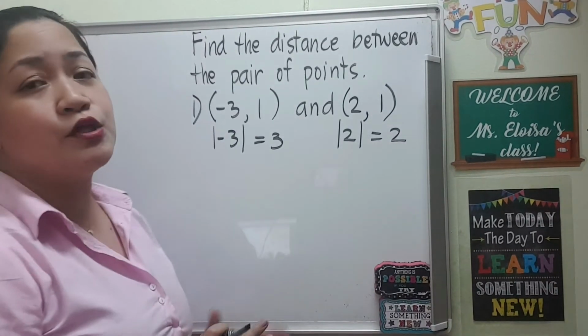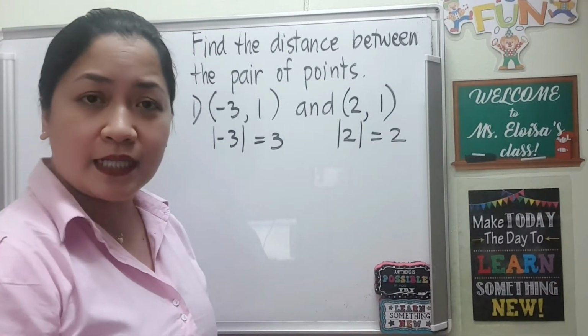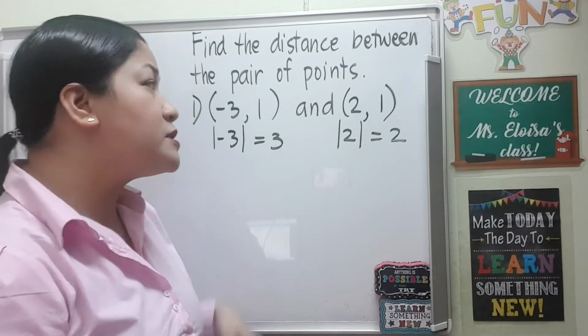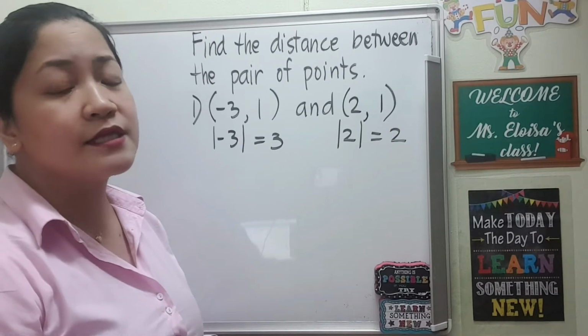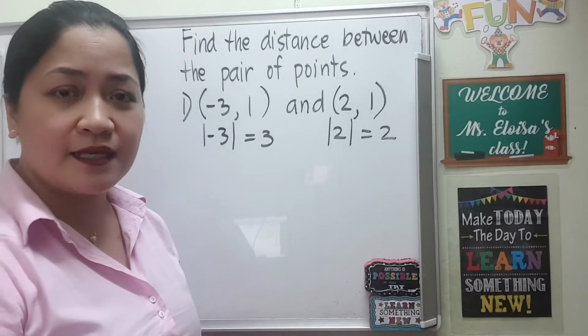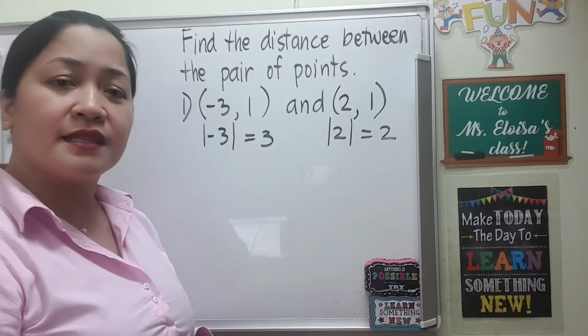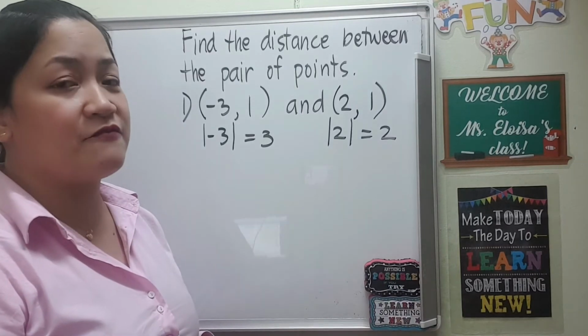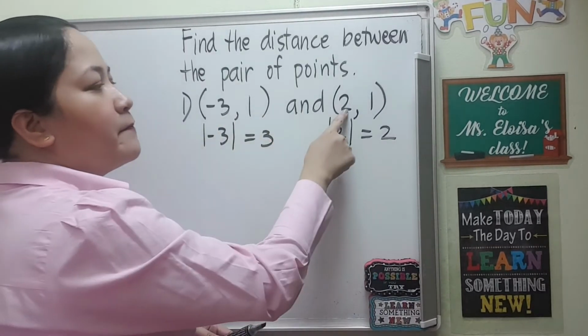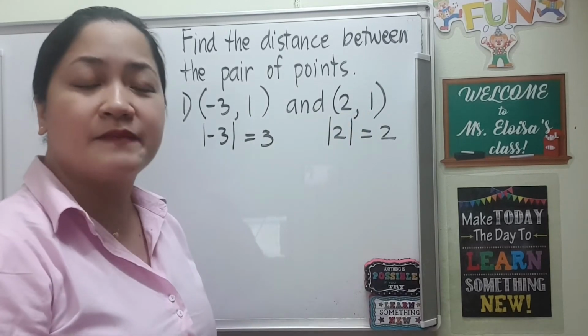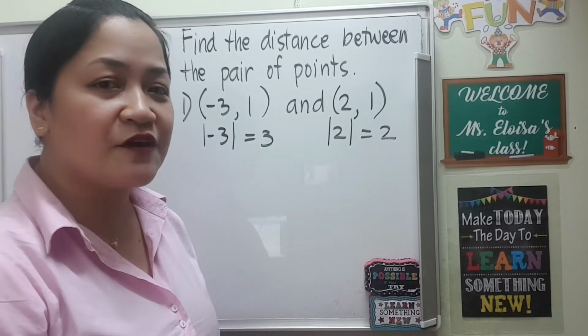Now, how will you know if they're on the same quadrant or on different quadrants? So you just have to look at their signs, right? If the signs are the same, then that means they are on the same quadrant. If the signs are different, that means they are at different quadrants. So we have here negative, positive, positive, positive. That means they are on different quadrants.